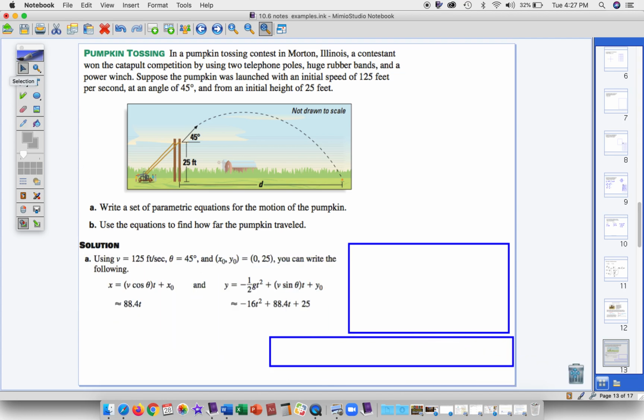Okay, for the equations. So we're using that 125 feet per second, 45 degrees for theta, and x sub 0, y sub 0 is 0, 25 because it's starting at that initial height of 25 feet. So hopefully you came up with this equation for x and this equation for y.